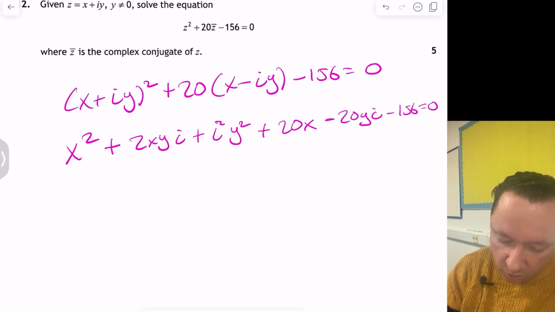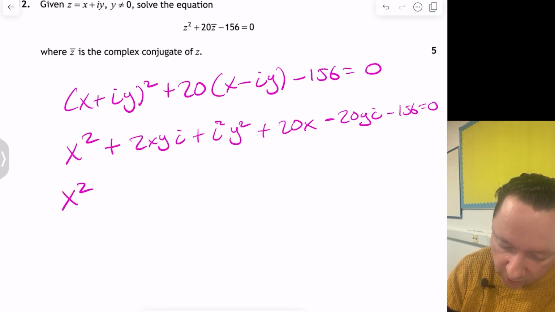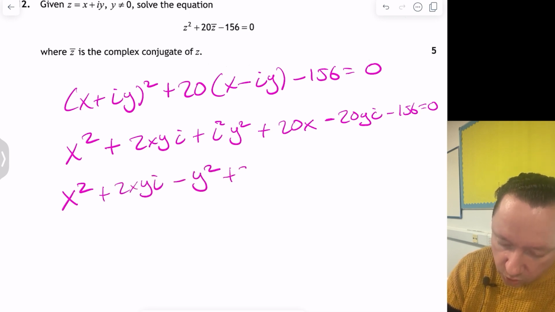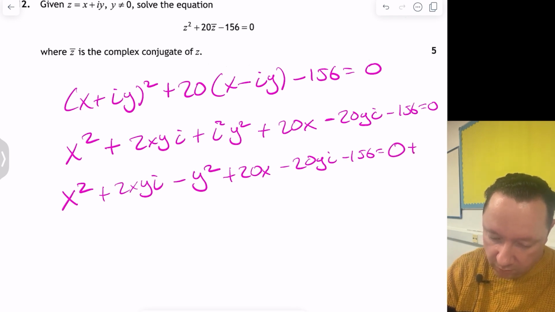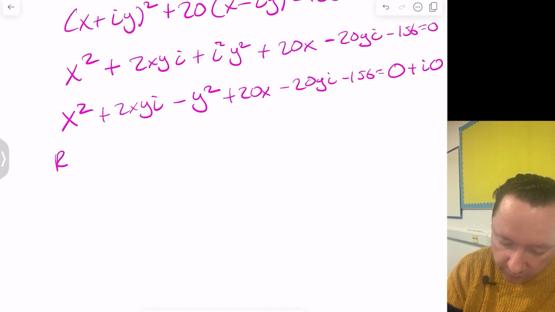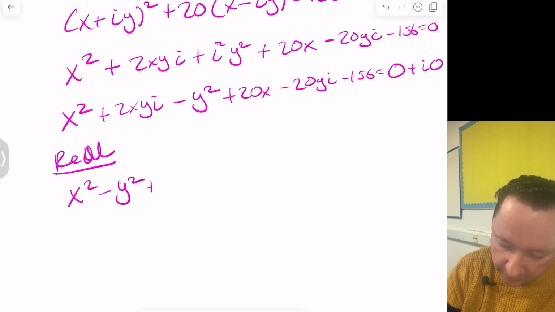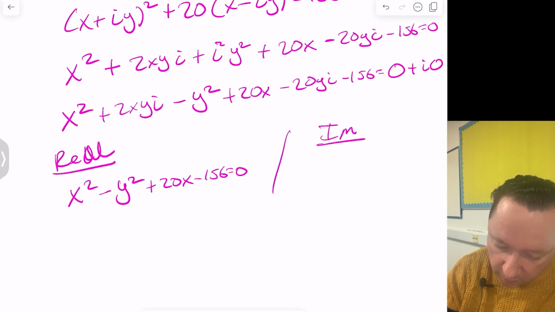Let's collect all the real terms together. So I've got x squared plus 2xyi minus y squared, because i squared is minus 1, plus 20x minus 20yi minus 156. And think of that 0 as 0 real plus 0 imaginary, so 0 plus 0i. So looking at the real part, you've got x squared minus y squared plus 20x minus 156 equals 0. And then looking at the imaginary part, you've got 2xy minus 20y, and that equals 0.